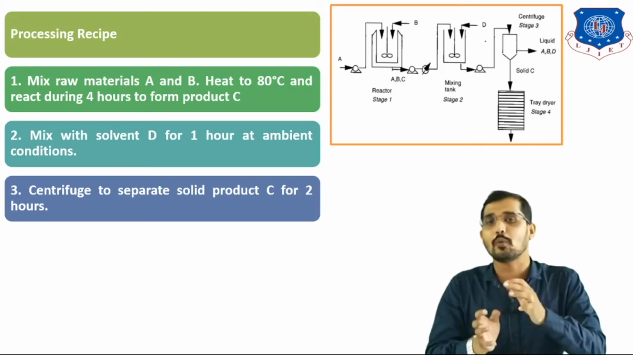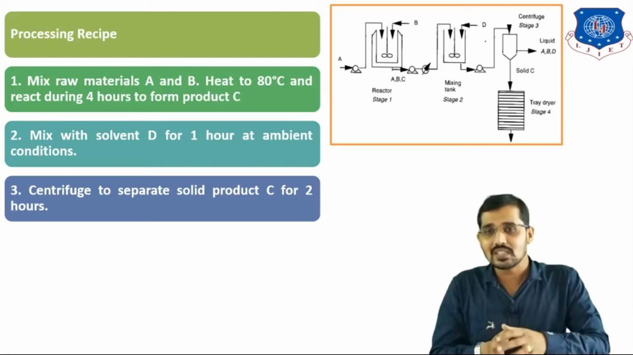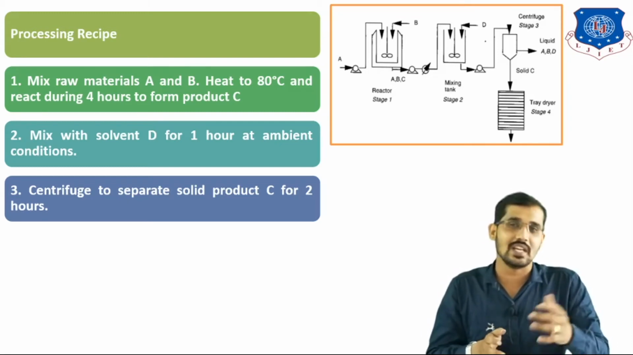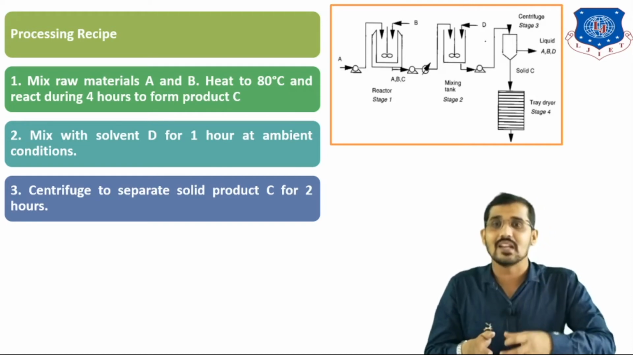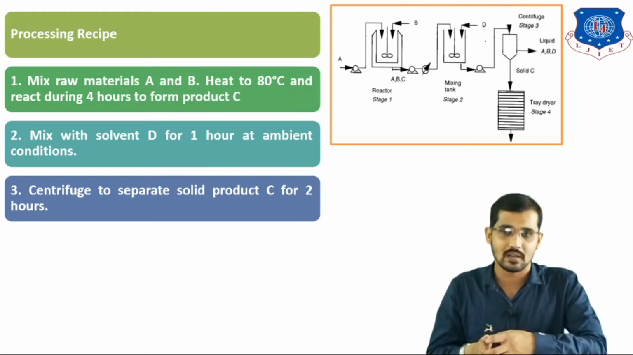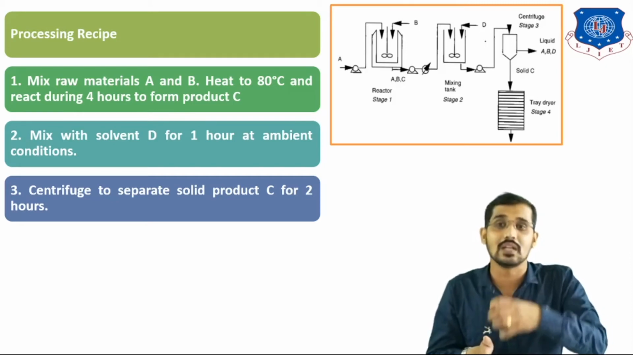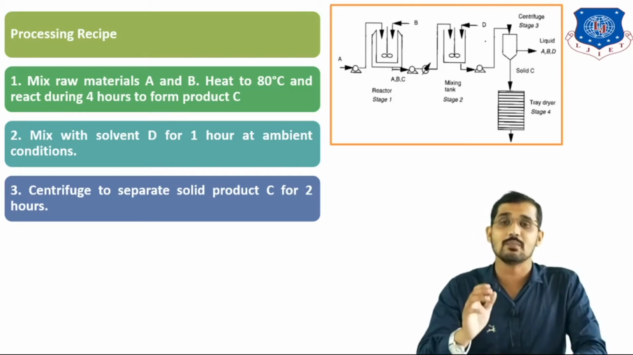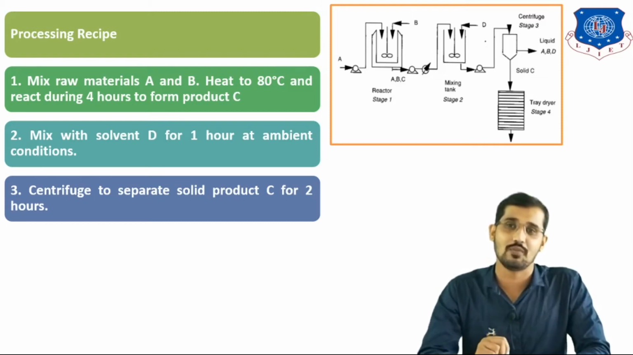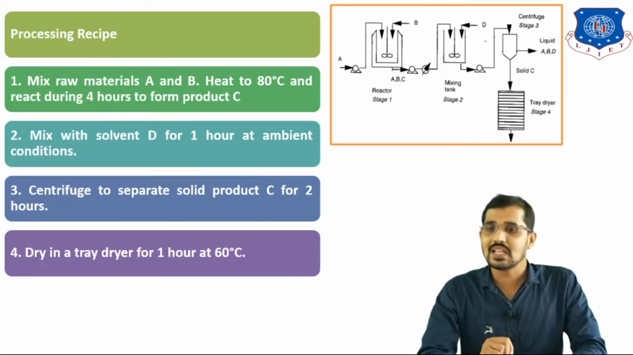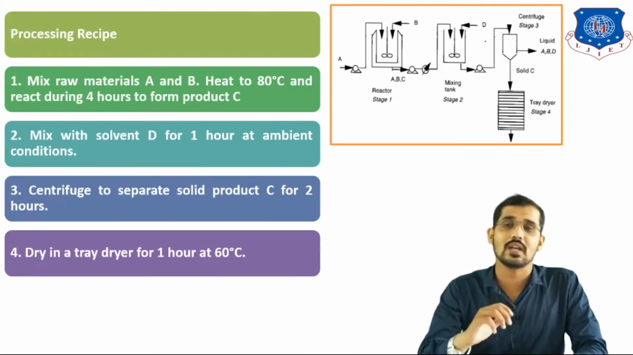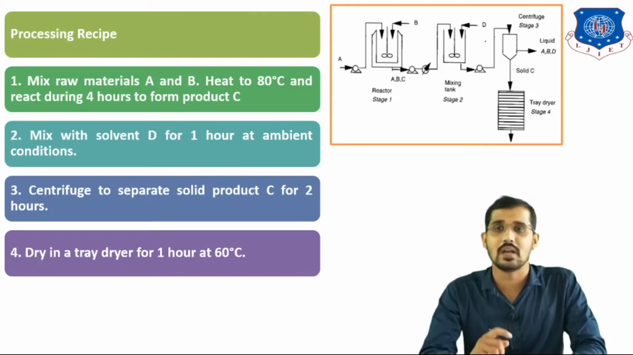Whatever product comes from the mixing tank, we transfer to the centrifuge, where we separate the solid part from the solvent. That is nothing but separating component C from component D, and we process this mixture for 2 hours in the centrifuge. And lastly, for the drying purpose, we transfer our solid part, that is component C, to the tray dryer.